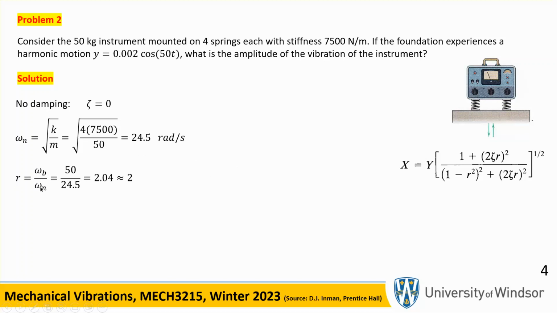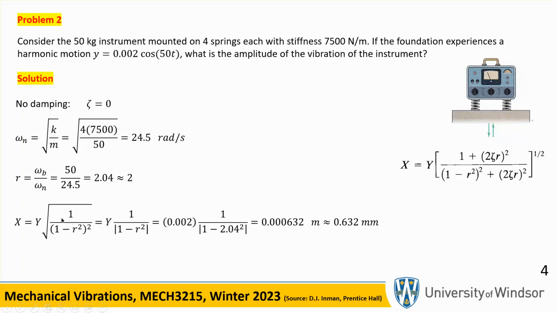And R is omega B over omega n. Omega B is this number inside of the cosine, 50t. Omega n we just calculated. So we have R approximately 2. In this expression, remember zeta is 0. The only thing that we don't know is big X. Big Y, you're told, is 0.002. You just plug in the stuff here and you get your big X, which is right there. This is in meters, so it's about 0.6 millimeters. Very good, and that takes care of problem number 2.